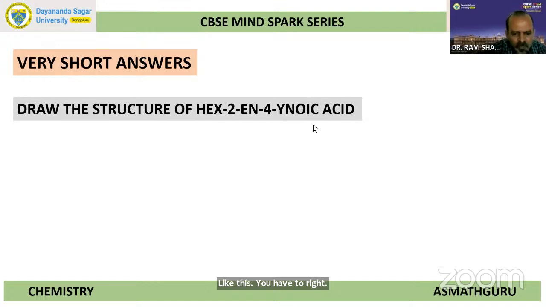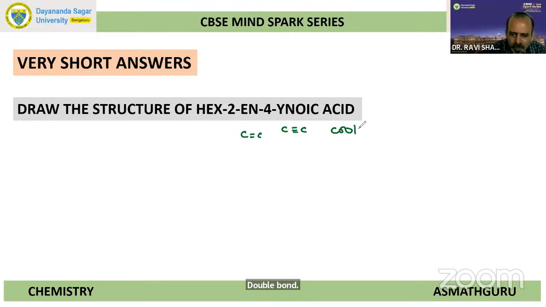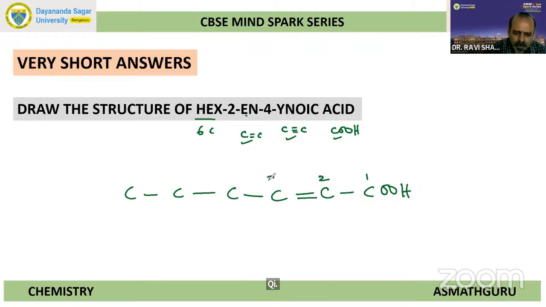Draw the structure of hex-2-en-4-ynoic acid. That means what functional groups are present? Double bond, carboxylic acid, triple bond. Who has the first priority? Carboxylic acid. How many carbon atoms? Six carbons: 1, 2, 3, 4, 5, 6. Write COOH; this has first priority. At 2, a double bond is there. Write the double bond. At 4, a triple bond is there. Over, that's it.